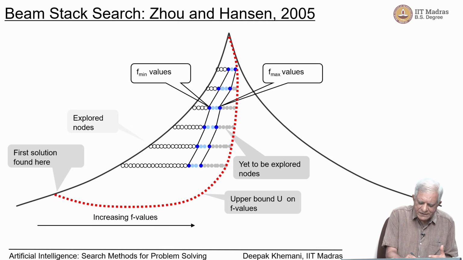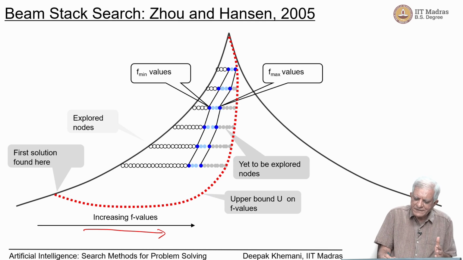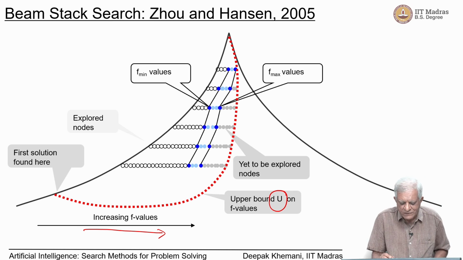If you assume that the f values are sorted from left to right here, then beam stack search essentially maintains this beam width, as you can see in the nodes in blue, which sweeps from left to right searching the space, and these red nodes are the upper bound beyond which it need not search, because we know that we already have a solution of that cost.